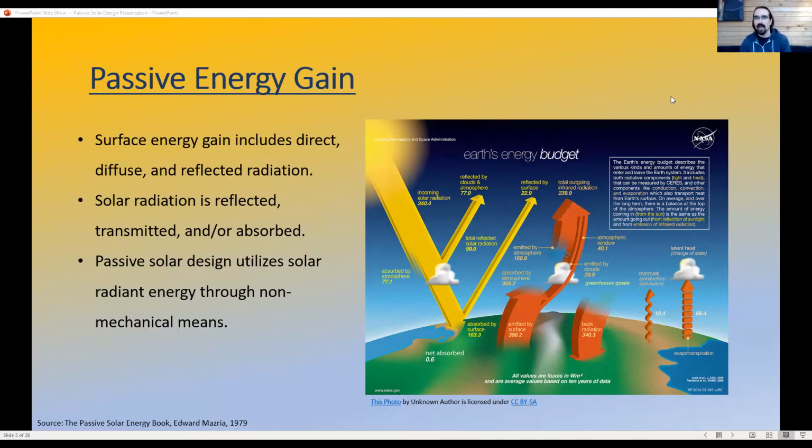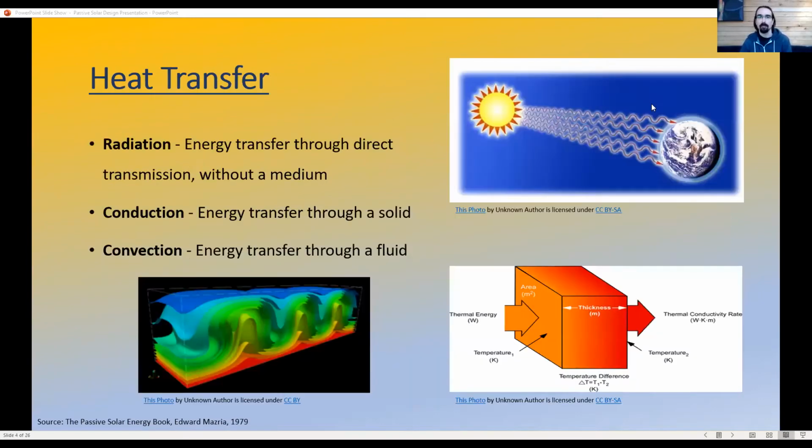Passive solar design is a means of building that uses that solar radiation and captures and stores it for reuse and transfers that energy through non-mechanical means. Active solar systems would be like a solar panel that is actively transferring that solar radiation into electricity. But passive solar design simply uses the energy that's reaching the surface of our planet all of the time.